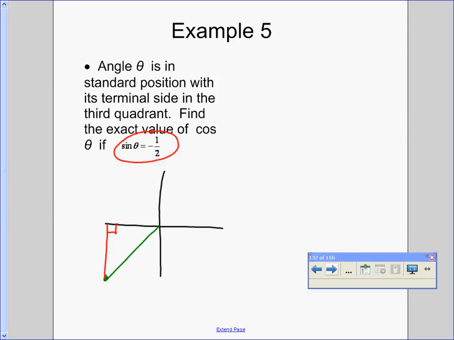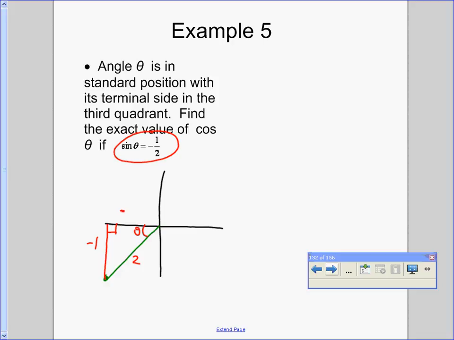So our hypotenuse we could say is 2. And here's theta. And our opposite is going to be negative 1. And that makes sense because in our third quadrant, our y value is definitely negative. The other thing we know is that our x value is negative. So when we find out what this is, we're going to have to make sure that we have a negative here. So let's go ahead and put it there.